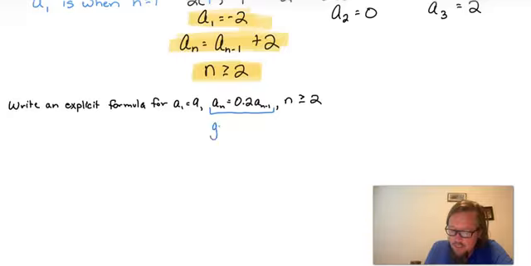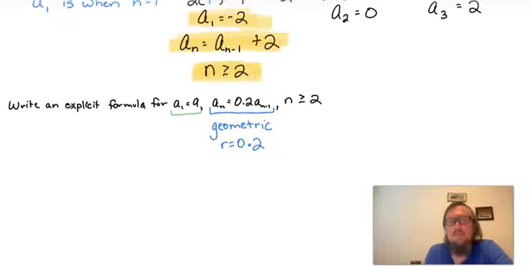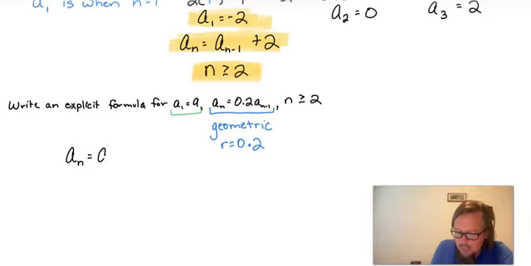So this is geometric, and the common ratio is 0.2. And then it also tells us a sub 1 is 9. So that's really nice that it gives us those two pieces of information. And then all we have to remember is the geometric formula is a sub 1 times the common ratio to the n minus 1 power.